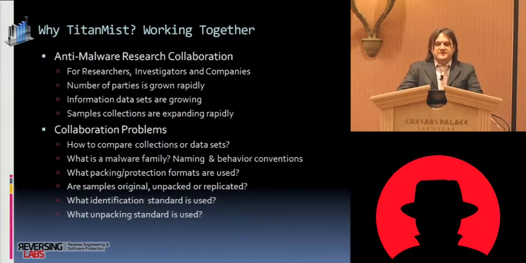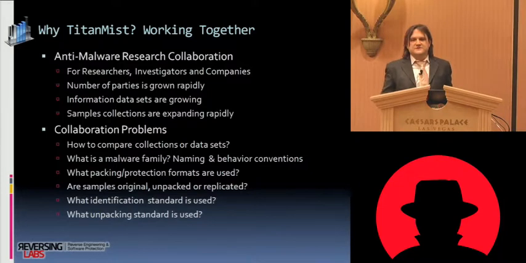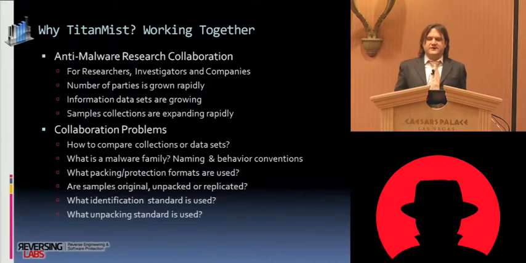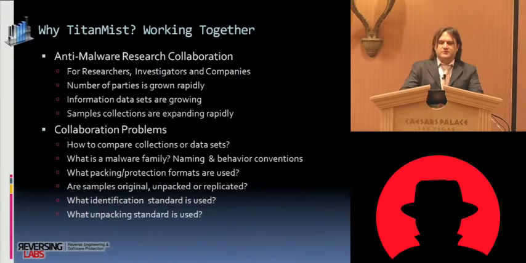And with expanding collections come the problems. So, how do we compare the stuff that I got? If I worked on Stuxnet and another person worked on that, how do we compare the samples, our notes? What are these samples, where did they come from, how do you get a baseline with them? Obviously for anti-malware work, it really starts with naming and behavior conventions, an old problem, the really bad stuff, which only gets more complicated when you start looking at underlying packing and protection formats. And then finally, when people compare things, they start looking at, where did you get this sample? Did you try to unpack it? Is this an unpacked variant? Is it replicated?